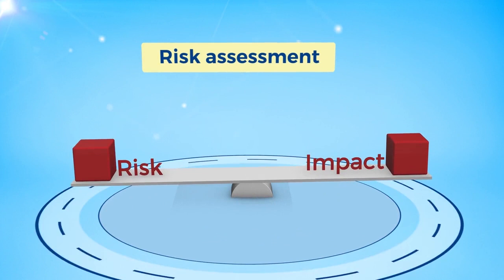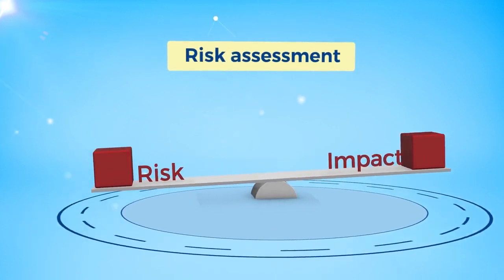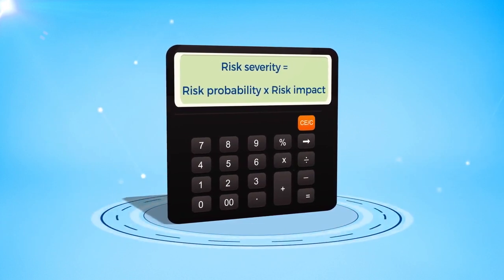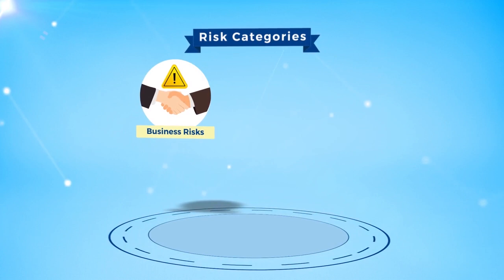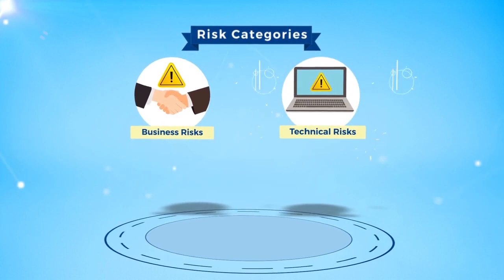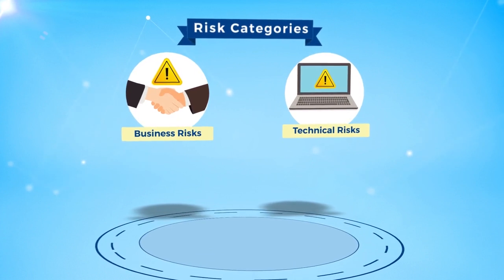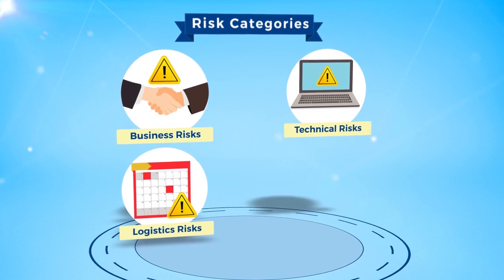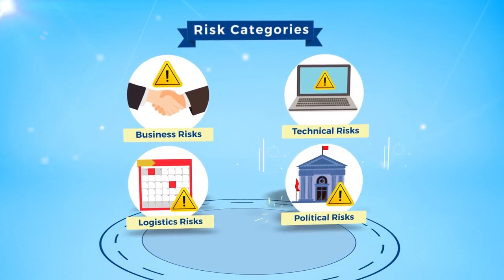Risk assessment evaluates the probability of a risk occurring and the impact that it may have. Risk severity is calculated by multiplying the risk probability by the risk impact. There are several risk categories. Business risks threaten the business value of the project. Technical risks relate to the technologies being used and the technical implementation of the project. Logistic risks relate to funding, scheduling, and so on. Finally, there are other types of risks, such as political risks.